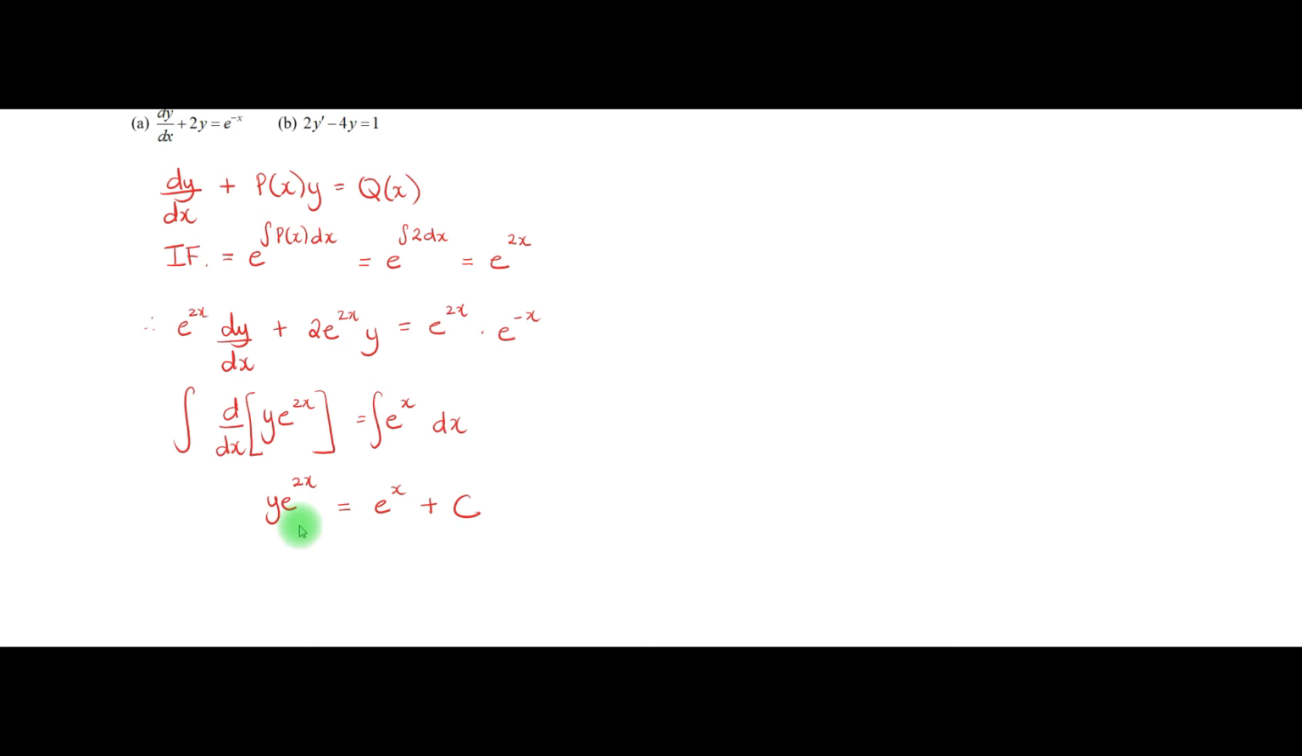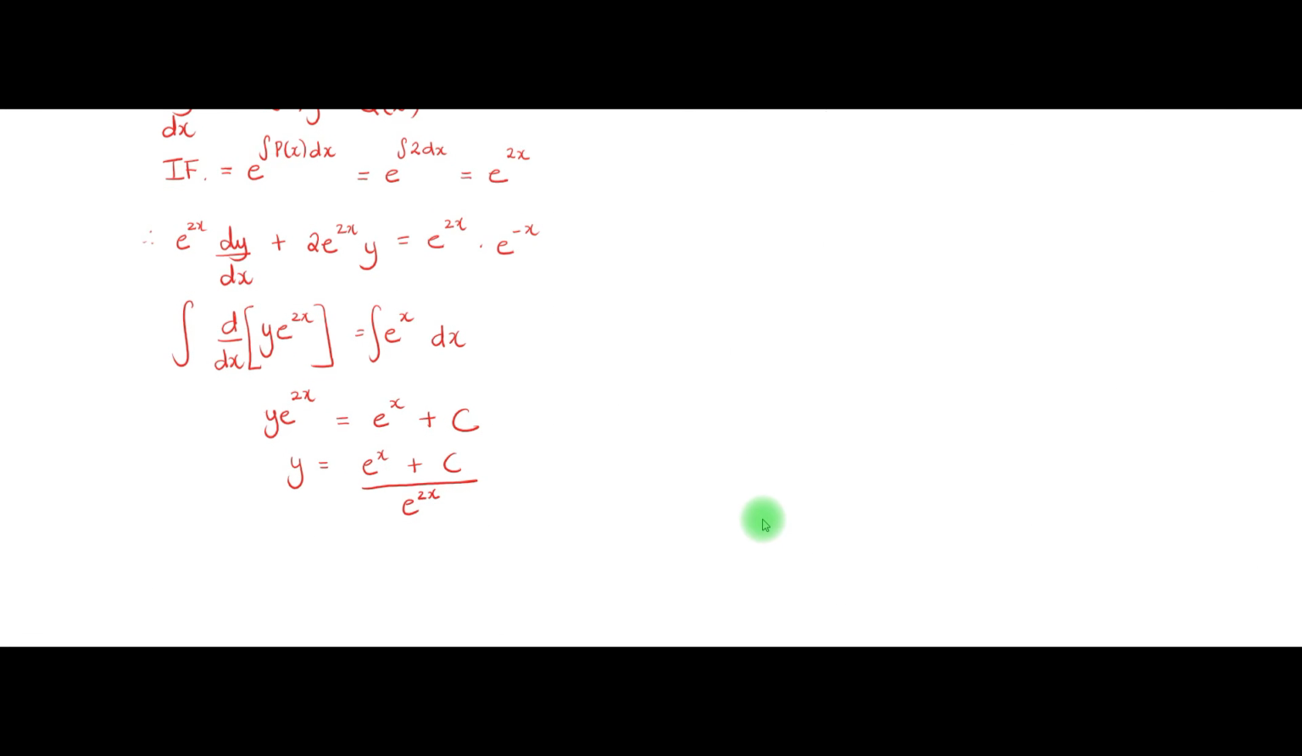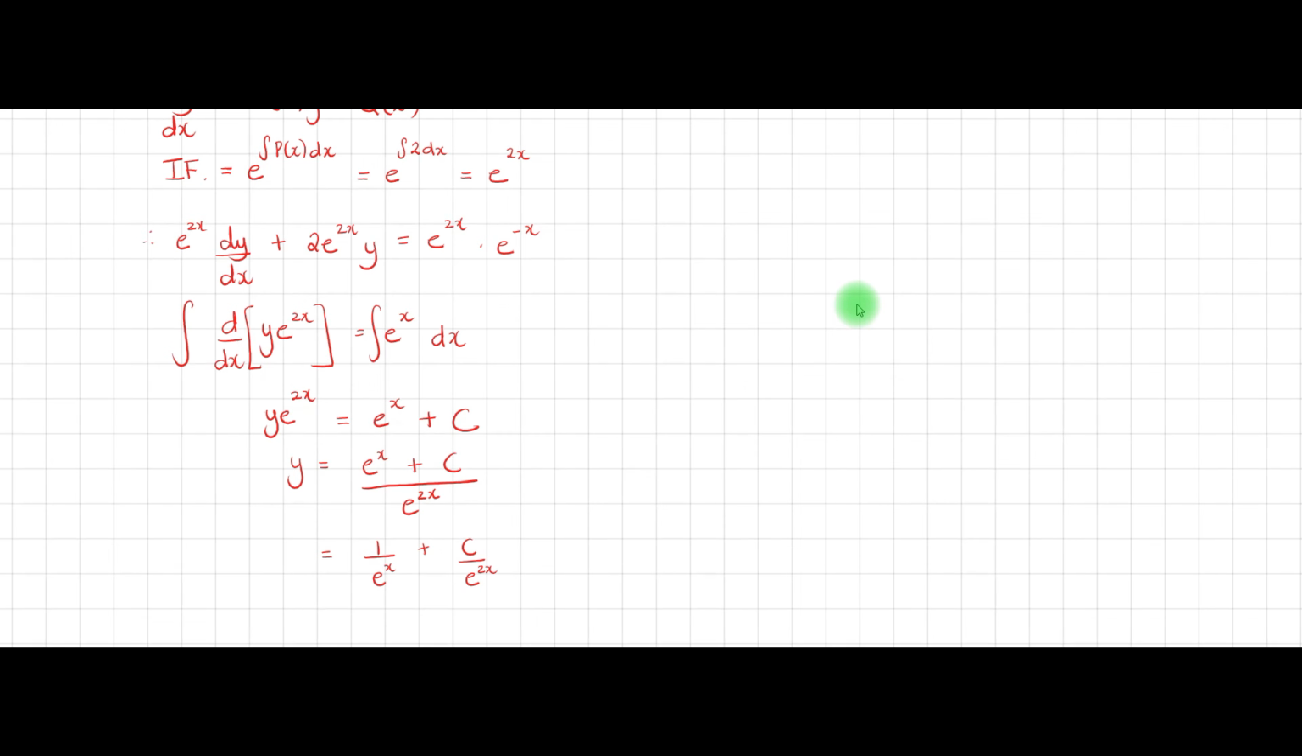and we can go ahead and solve for y by dividing through by the e to the 2x. And we can leave it there, or if you want to simplify it, you can. All right, and that would be the solution, the general solution for the differential equation we started with.